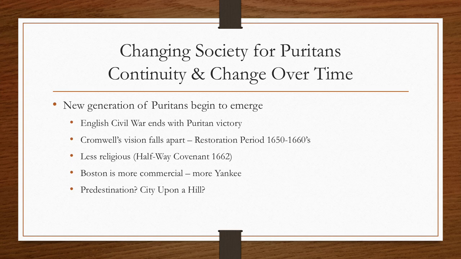But these extremely religious people that come over in 1630, within about a decade, it all starts to change for them. Their religion starts to fall apart. By 1662, you're going to get this halfway covenant because they're not really sure about the church. So they start allowing for halfway membership of the church. Boston is becoming more commercial and less spiritual. And their ideas of predestination, the idea that God preordains everything, their city upon a hill concept, is starting to fall apart by the time we get to the next big war.